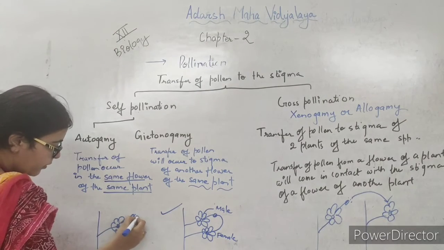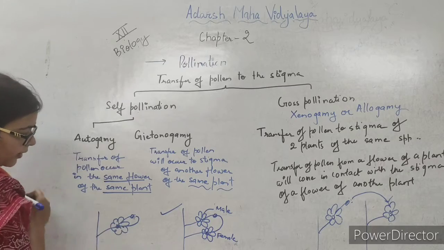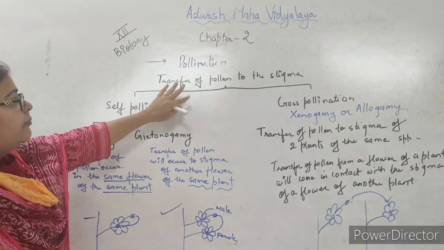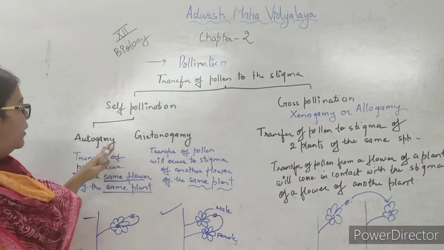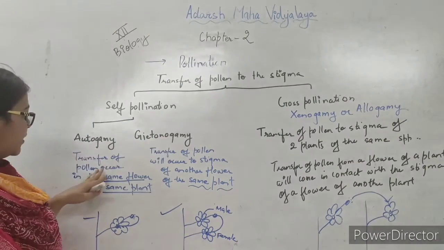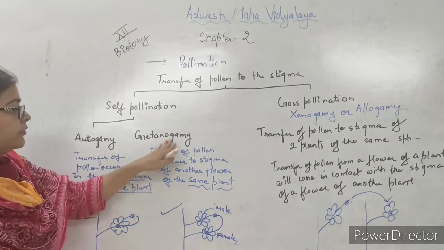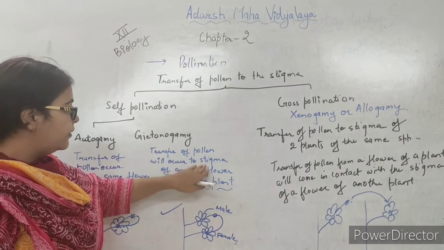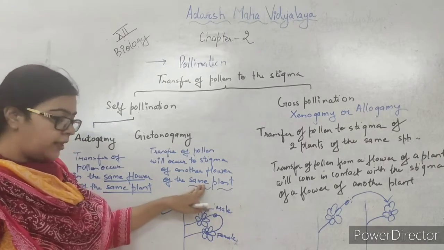So the pollen will be shed on the stigma of the same flower and the same plant. So pollination can be broadly classified into self-pollination and cross-pollination. In self-pollination, we have autogamy and geitonogamy. Autogamy is transfer of pollen in the same flower of the same plant, and geitonogamy is a transfer of pollen from the anther of one flower to the stigma of another flower but of the same plant.